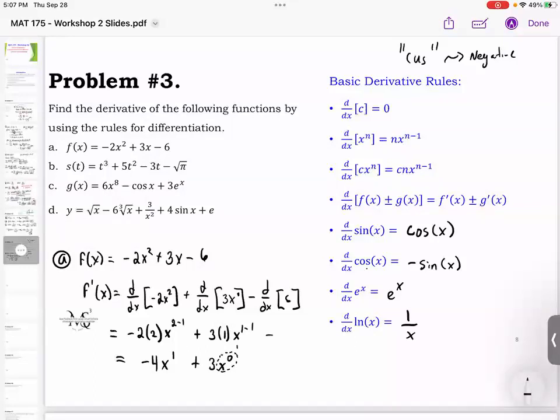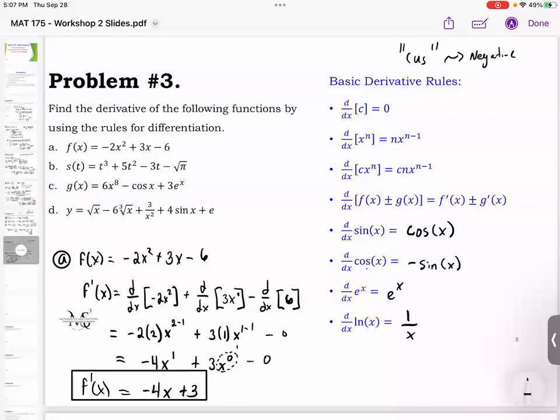And lastly, the derivative of 6, because it's a constant, is 0. So just to clean up my derivative here, I say f prime of x is equal to negative 4x plus 3. You don't need to write the minus 0 at the end all the time, but in the last line, you just make sure you clean up your derivative, okay?